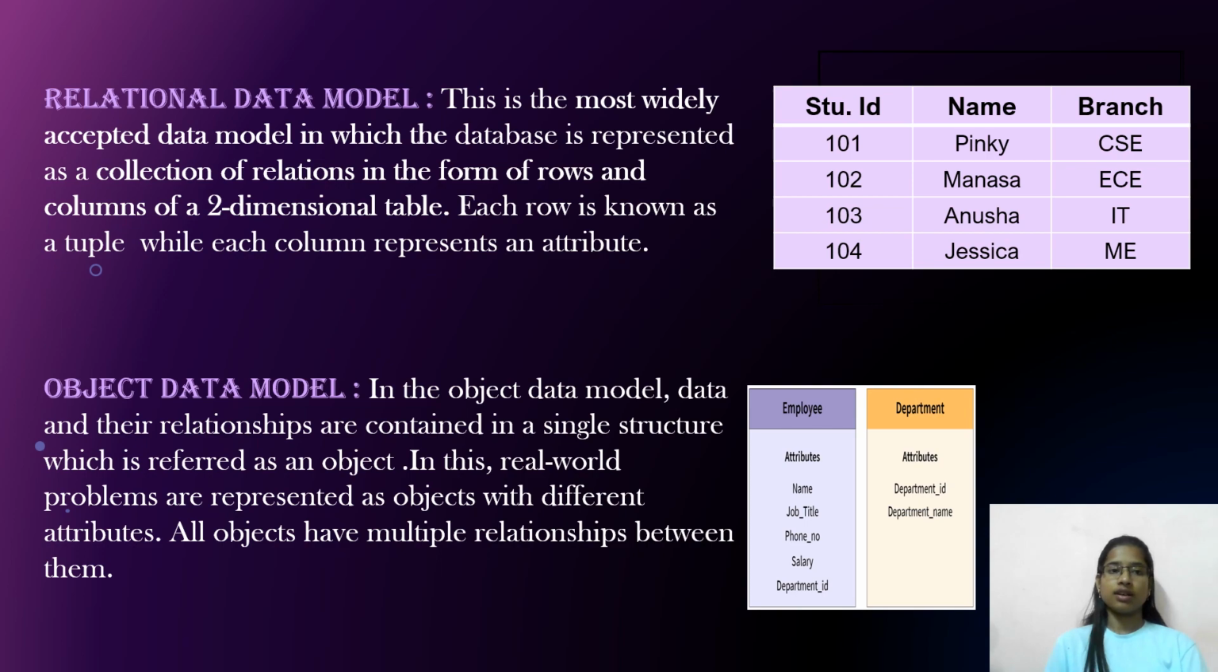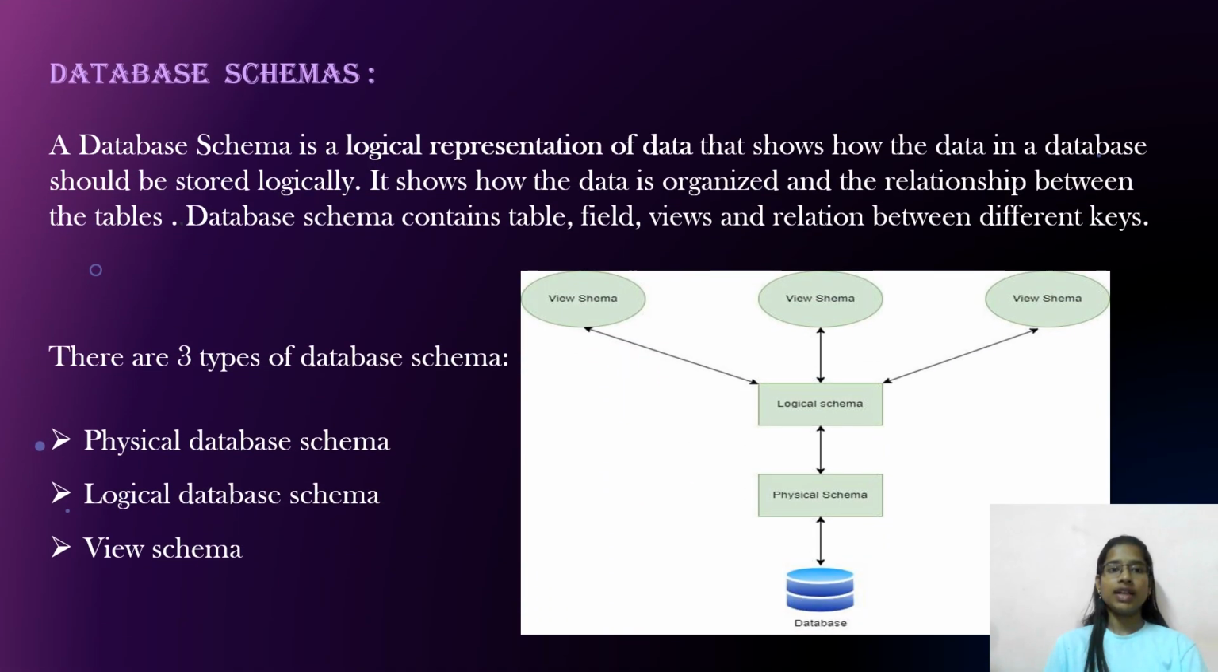So the next is database schemas. The database schema refers to the logical and visual configuration of the entire relational database. So the database objects are often grouped and displayed as tables, functions and relations. A schema describes the organization and storage of data in the database and defines the relationship between various tables. So it is basically of three types: physical database schema, logical database schema and view schema.